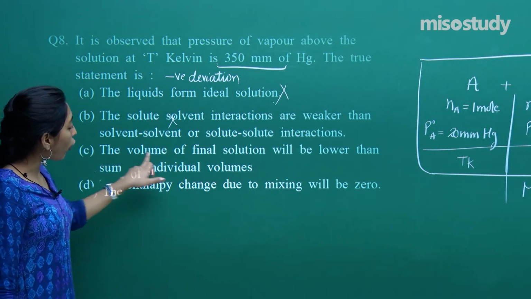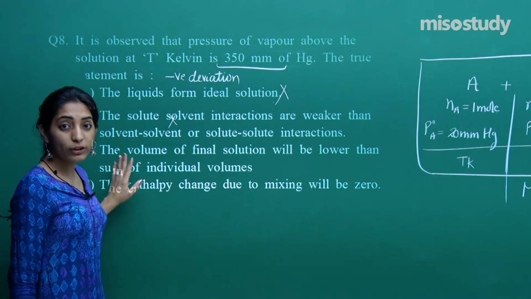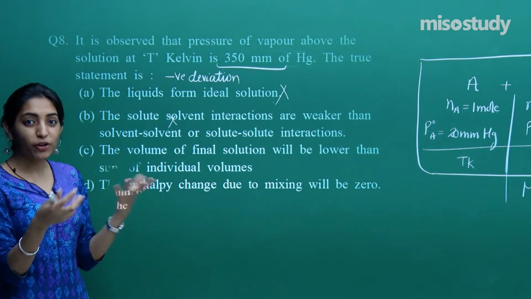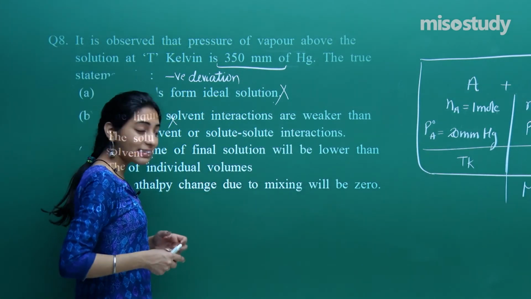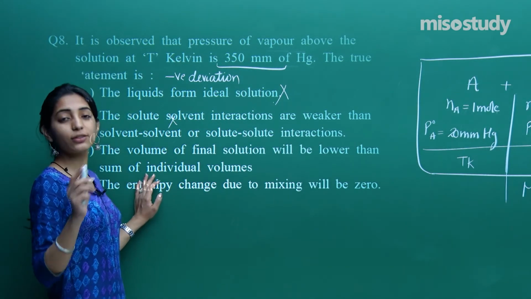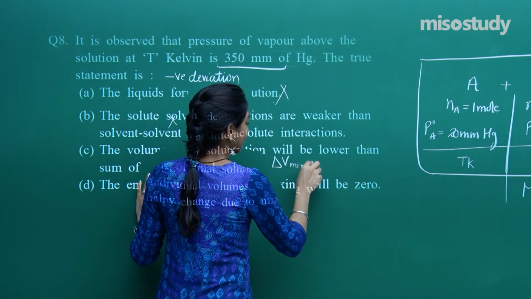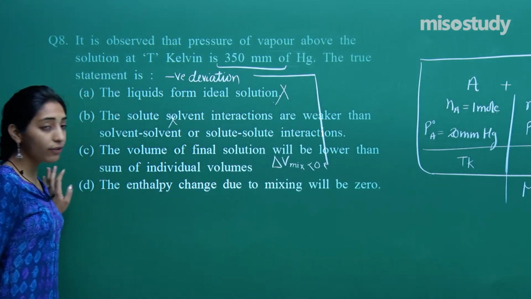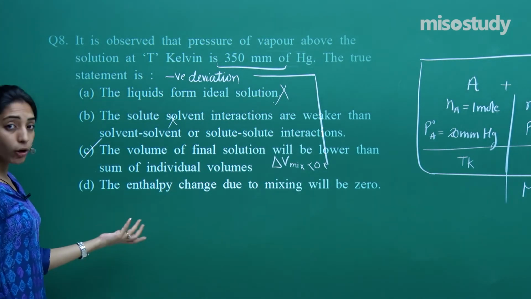But he says the volume of the final solution will be lower than the sum of individual volumes. Yes. When the two are interacting more, don't you think they will be close together? So the final volume will be lesser compared to the volume of individual solutes and solvents. Moreover, we can say delta V mixing, if it is less than 0, corresponds to the negative deviation. So option number C will be the correct option.